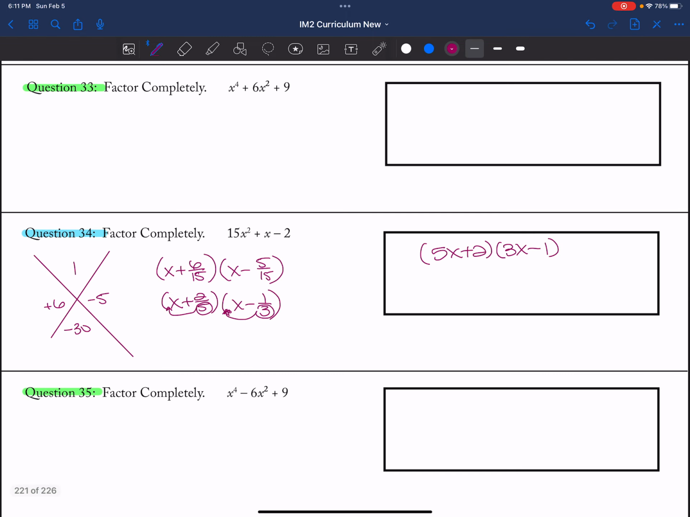Okay, 33. 6 on the top, 9 on the bottom, 3 and 3. So then this is x squared plus 3 and x squared plus 3, which is x squared plus 3, the quantity squared.